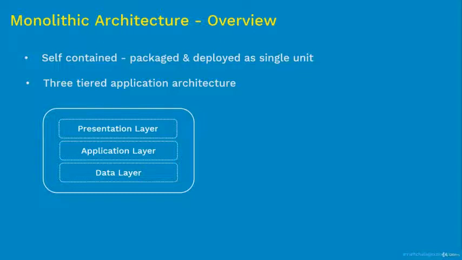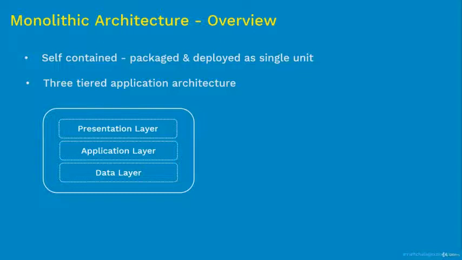So that's a high level overview of the monolithic architecture and its tiers. All these layers are packaged and deployed together as one single unit. And that is one of the main reasons why it is called monolithic architecture.